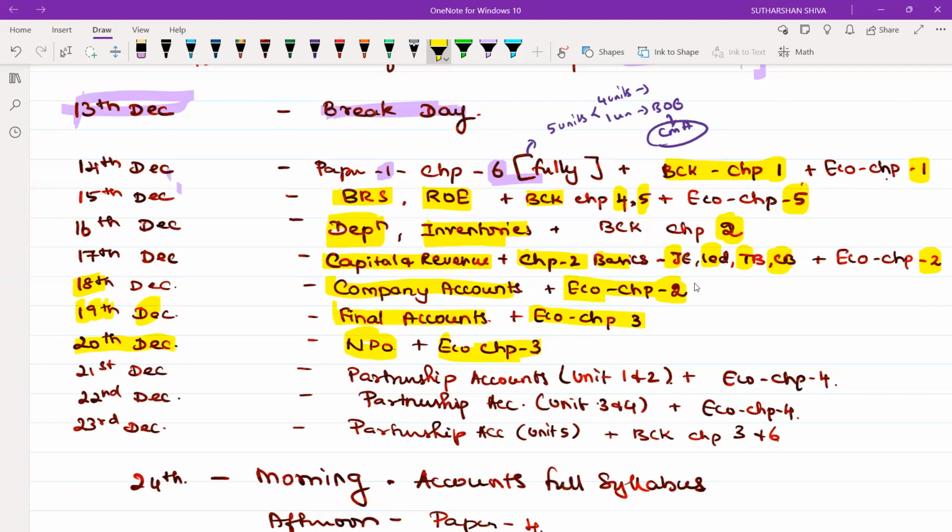Because economics is going to be a cakewalk for you. You can run through this chapter easily, very quickly. The exam is also going to be very easy. So I give it less preference.